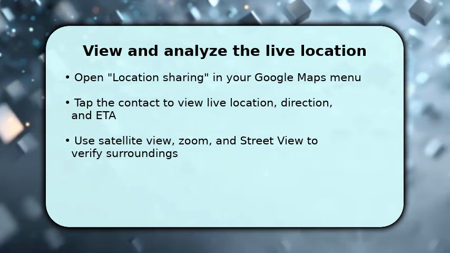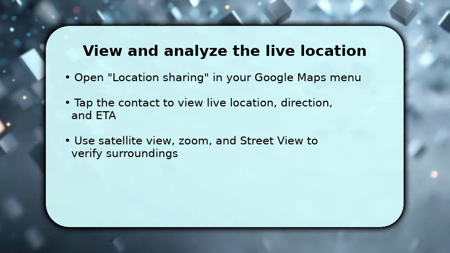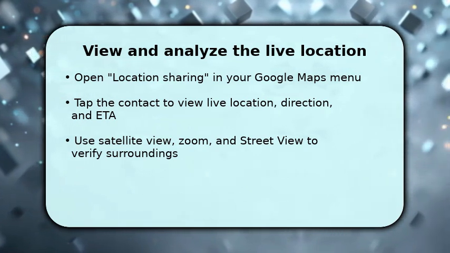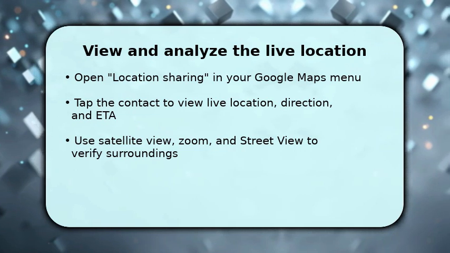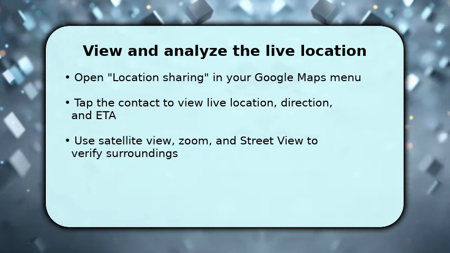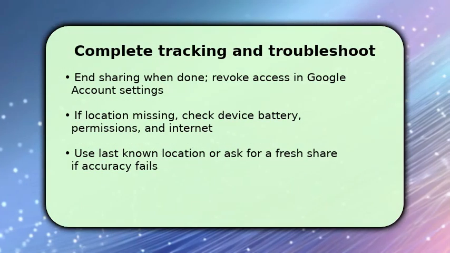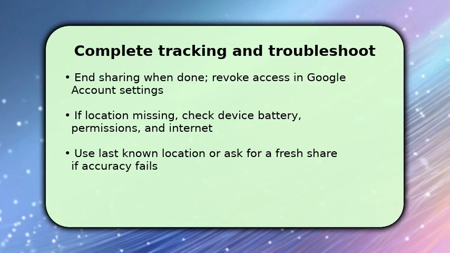Use satellite mode and pinch to zoom to recognize landmarks, and long press Street View to confirm buildings or intersections. This helps verify accuracy and plan your route. To finish, tap the contact and choose to stop following or remind them to end sharing. Also revoke access in account settings if needed.